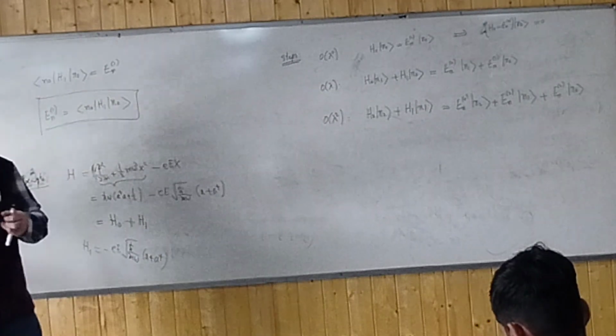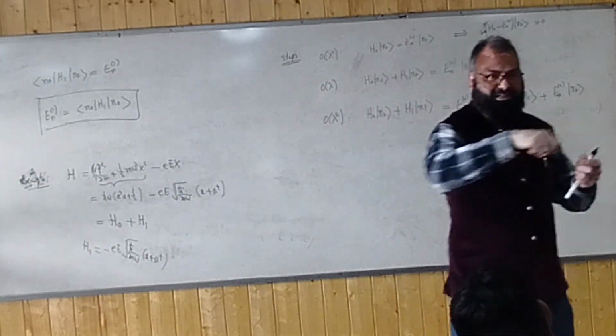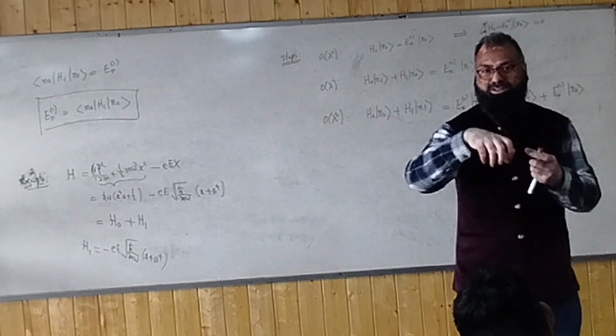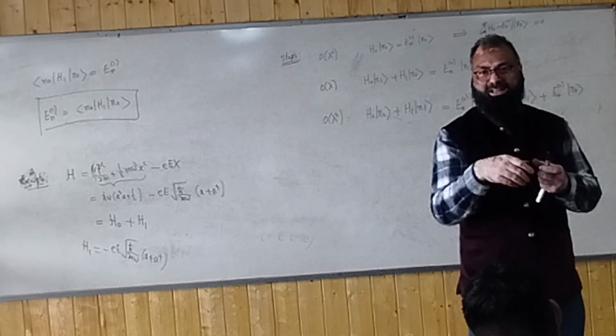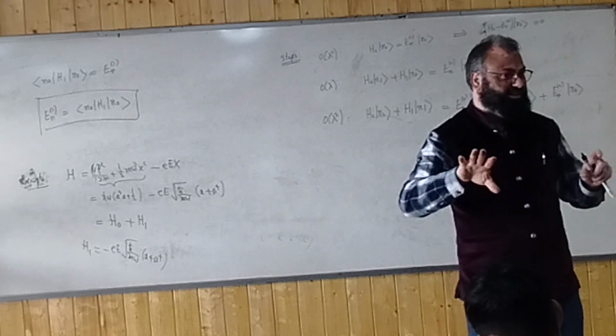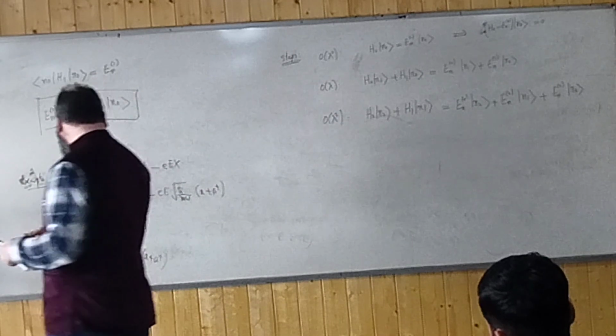So let's say the electric field is the perturbation V. Think this way: you have a charged particle, it's oscillating, a charged oscillator, and you put some weak electric field here. What will happen to it? It will shift the energy levels. Now let's look at the first order correction to the energies. How will the energies change?